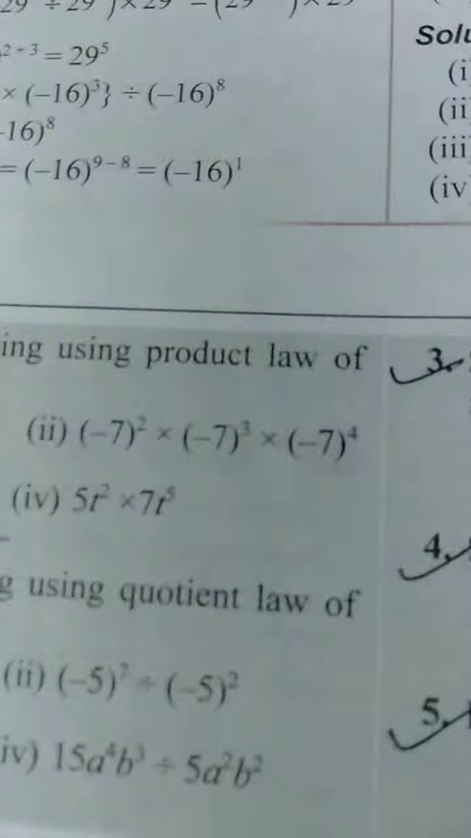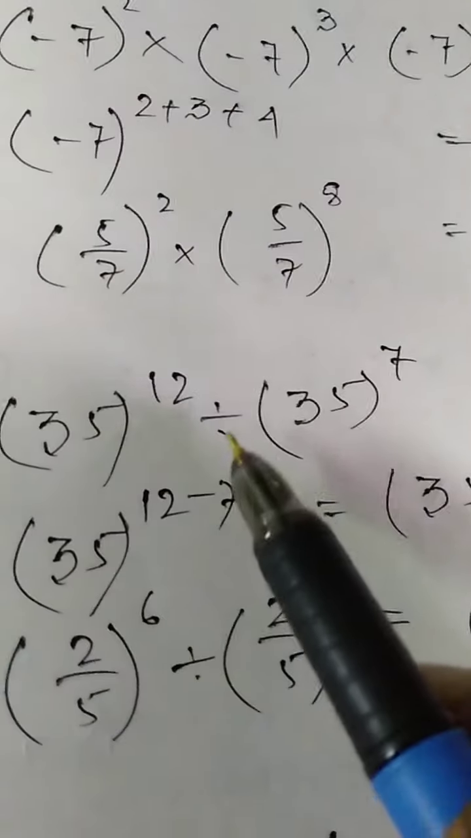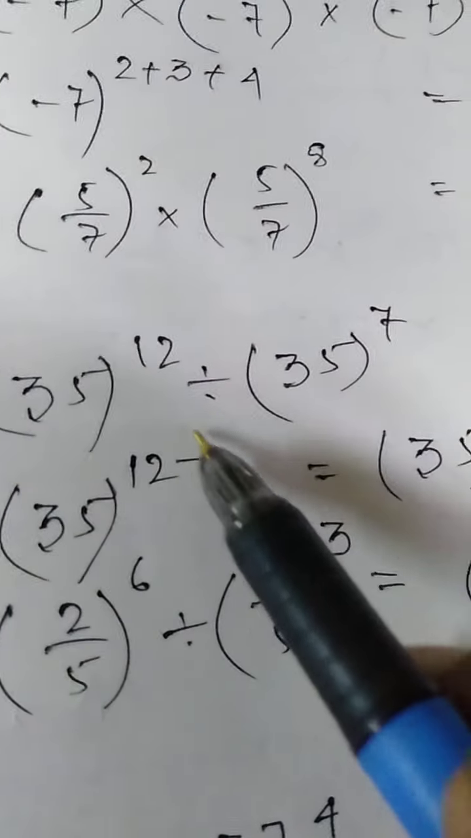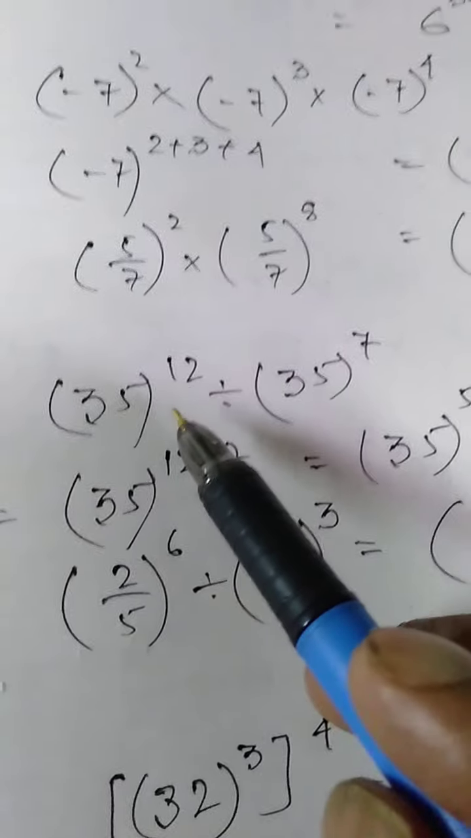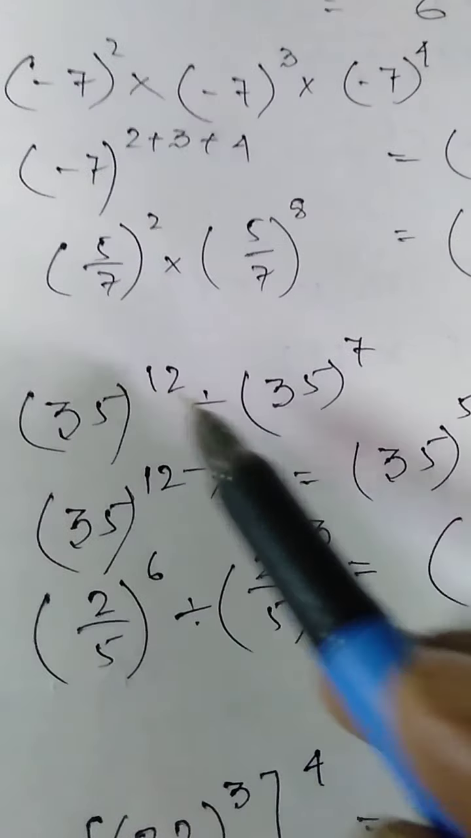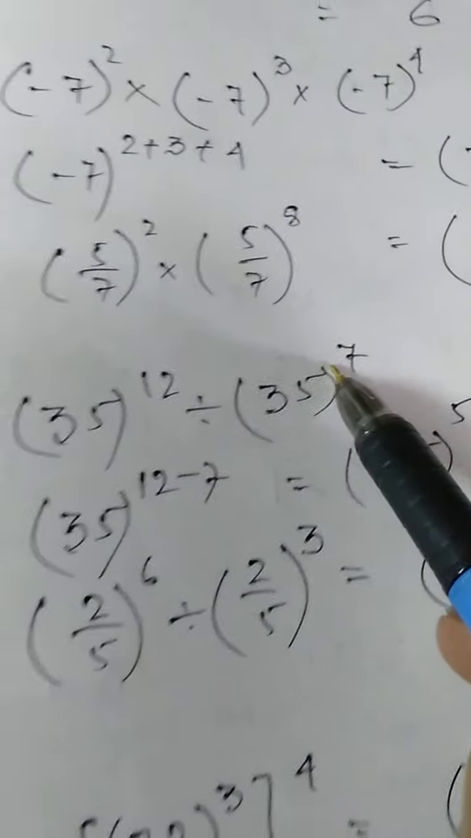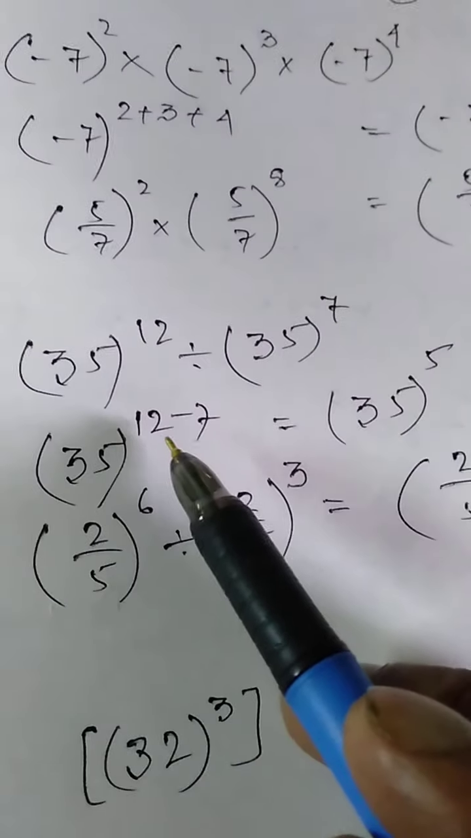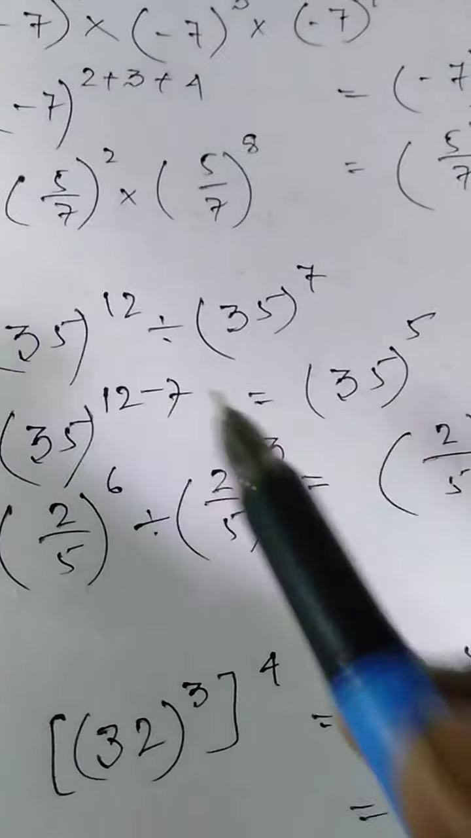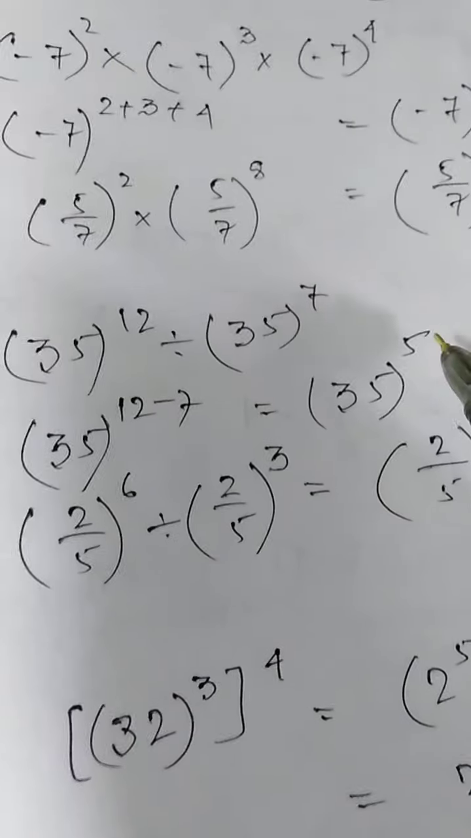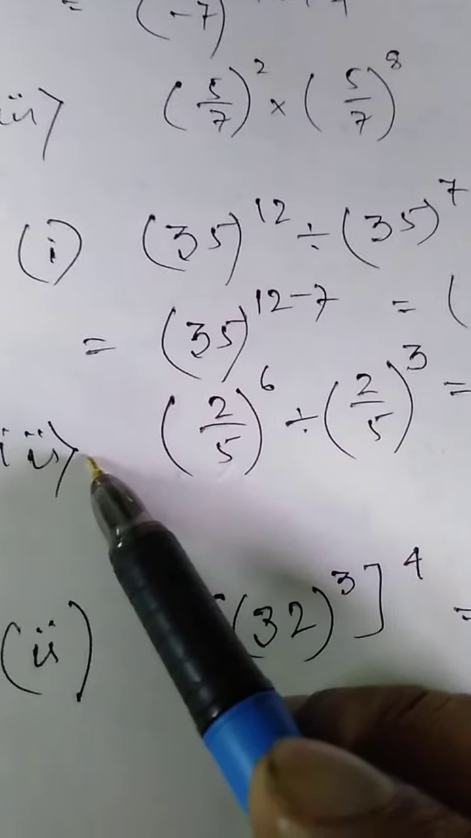Here also the same thing. Simplify. As I told in the beginning, if there is a division sign, then the powers will be subtracted. So 35 to the power 12 divided by 35 to the power 7. What will you do? 35 to the power 12 minus 7, that is 35 to the power 5. This is the answer.